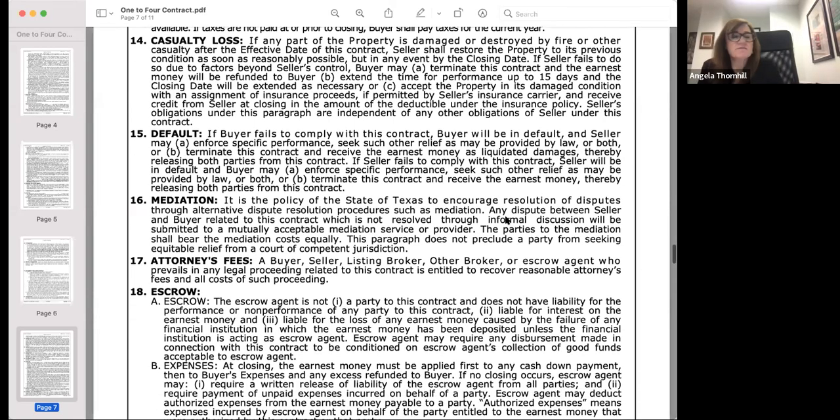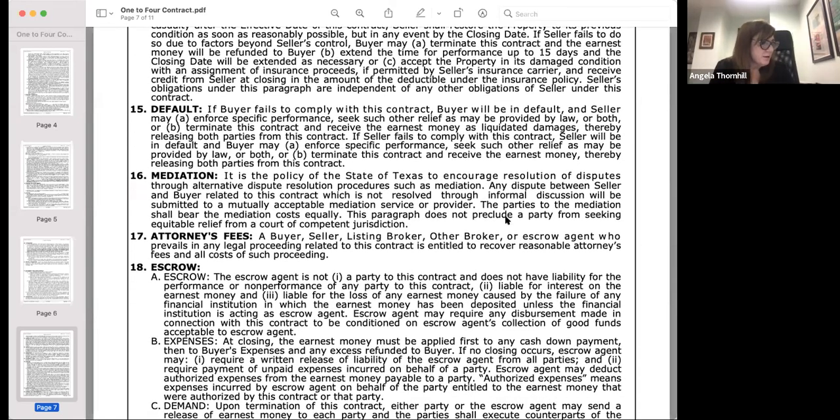Paragraph 16 is default. This is if one of the parties does not meet its performance obligations, and the parties have two main remedies: enforce specific performance or other relief as may be required by law, or terminate and get the earnest money back as liquidated damages. And again, specific performance, it's hard to make someone sell a property to you or a buyer to buy something.